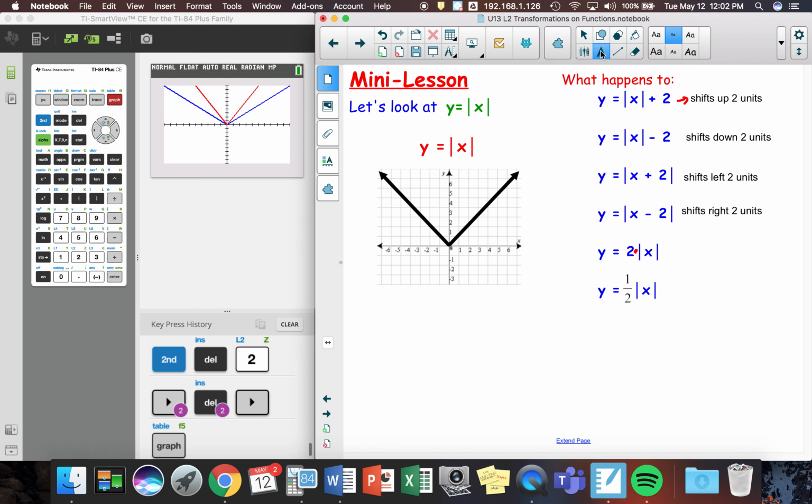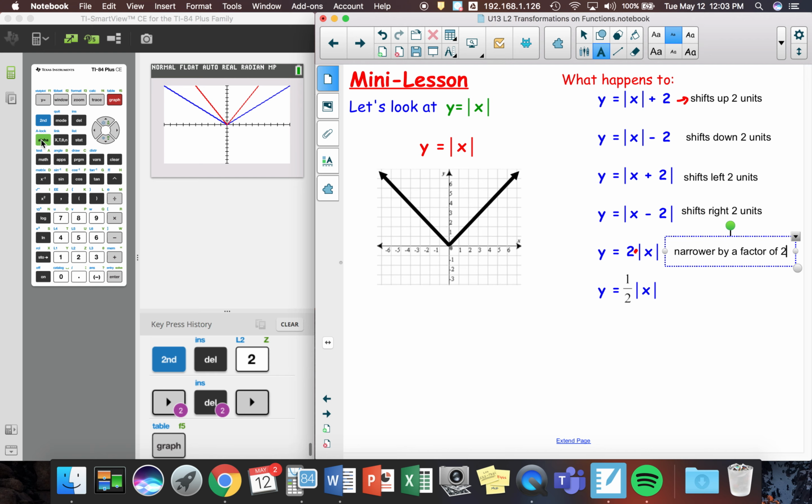For me, I would describe that as it's getting narrower. So narrower by a factor of 2. Now we have to say a factor of 2 because we're multiplying by 2. It's getting narrowed by a factor of 2.